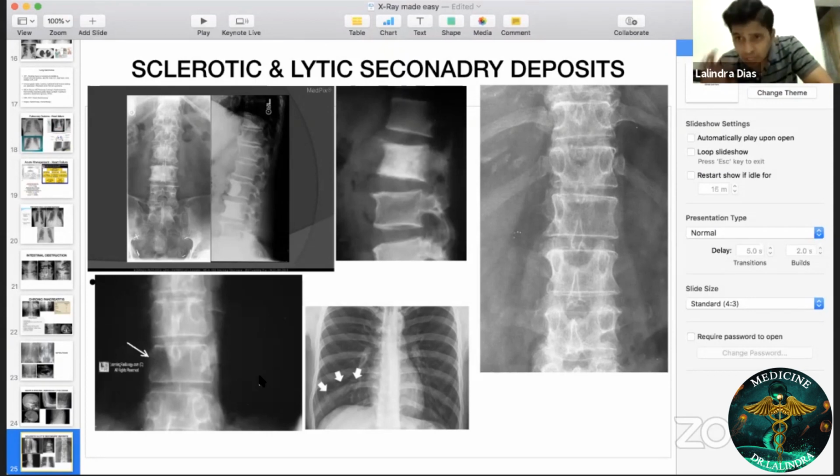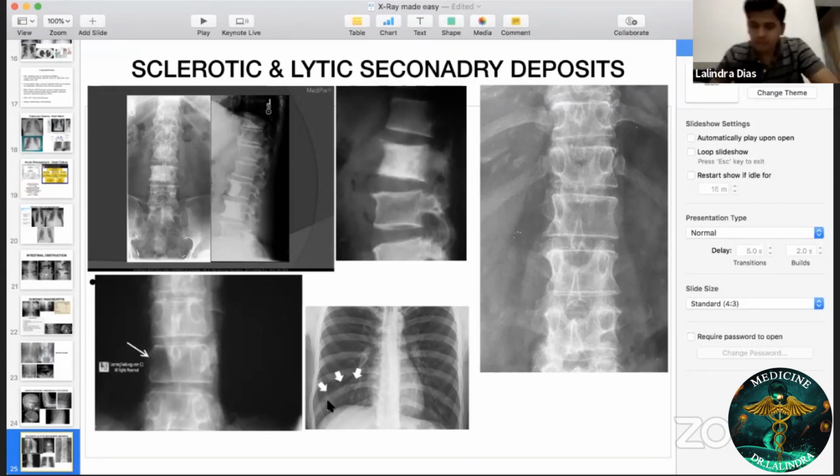So you also can get metastatic deposits not only on the vertebral spine, you also can get them on the ribs. So you can see here on the ribs, I don't know whether you can see that properly, there are black colored lytic lesions. So that is due to secondary metastatic deposits. Right, guys.